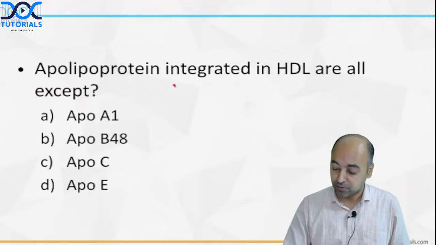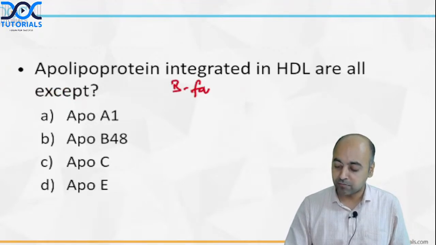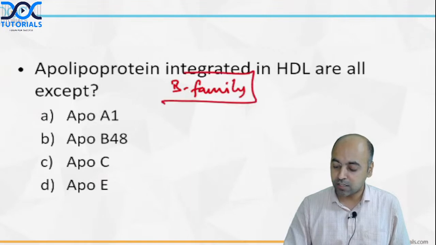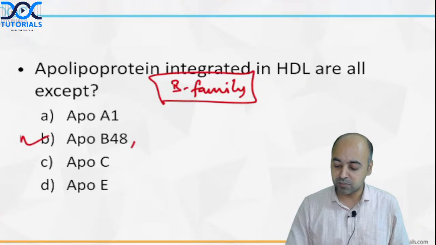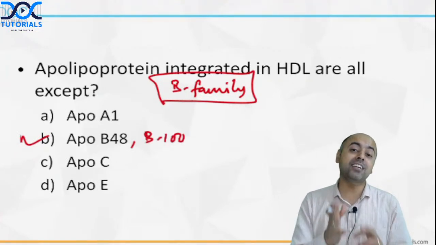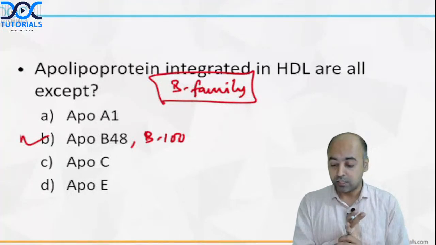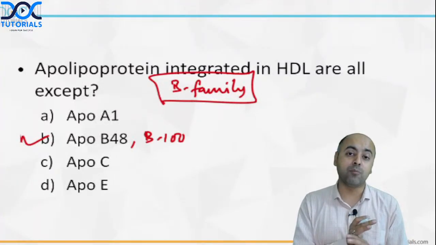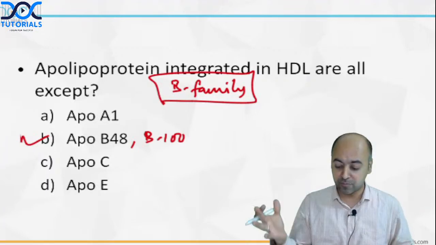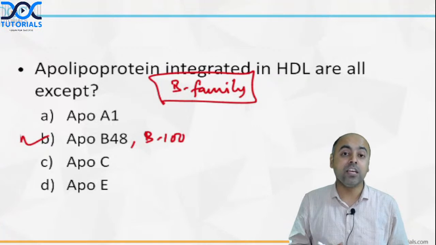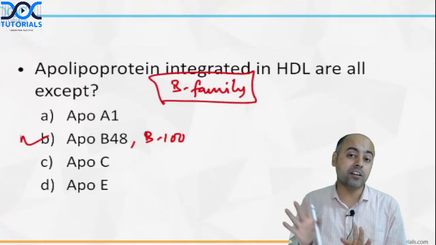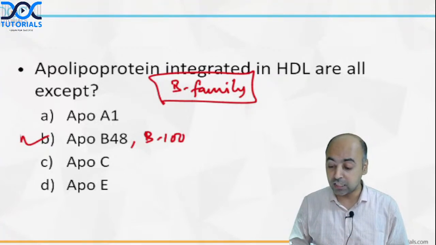You should know the B family is not there in HDL. Everything else will be there in HDL except for the B family, whether it is B48 or B100. Everything else, A1, A2, A3, and ApoC, ApoD, ApoE1, E2, E3, E4, will be there in HDL, but B48 and B100 will not be there in HDL.